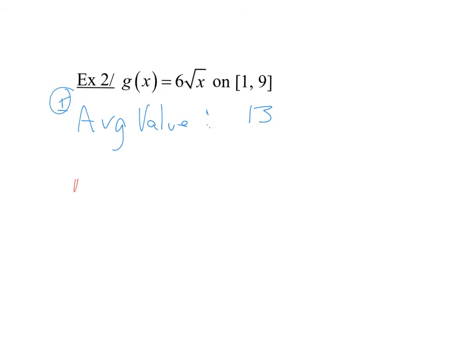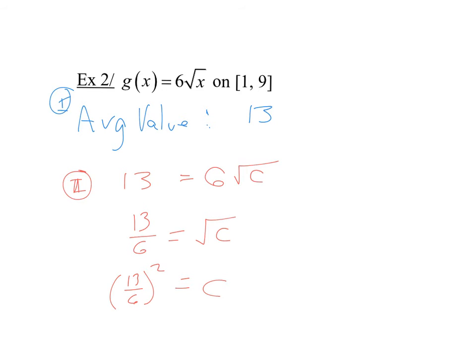Step two, I'm literally going to take 13 and set that equal to 6 times the square root of c. I just change x to c. At this point, I'll divide both sides by 6. 13 over 6 equals the square root of c. And then I'll square both sides. C equals 13/6 squared. And if you do 13/6 squared, you get 4.694. Does that fall on my interval?